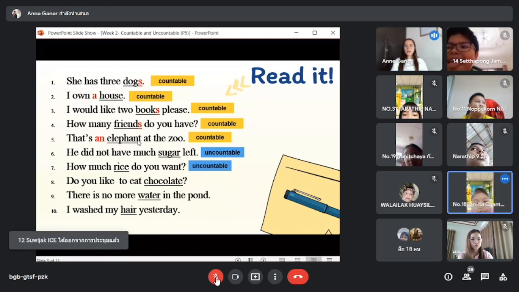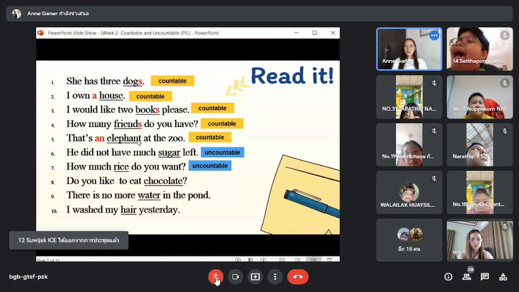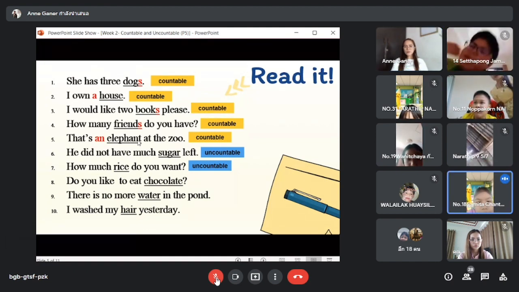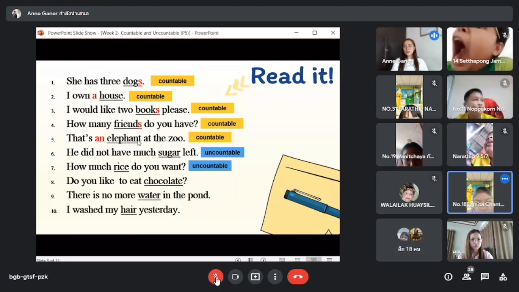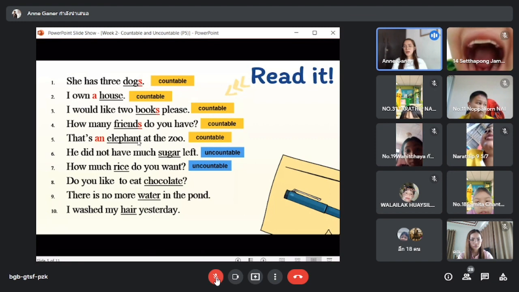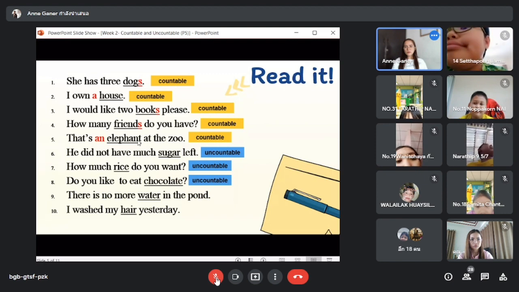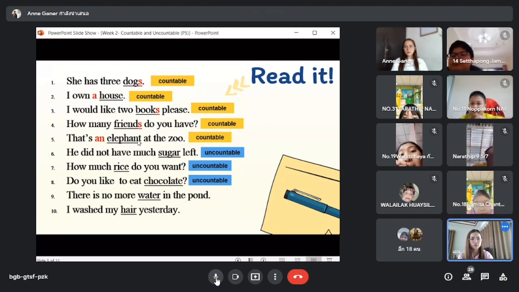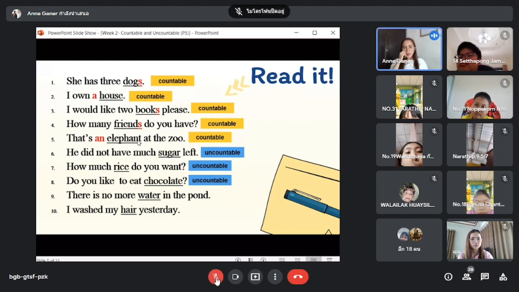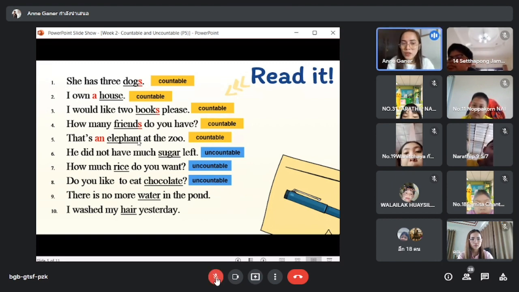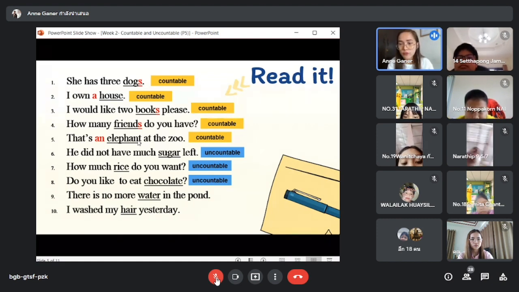Number 8. Who wants to read number 8? Okay, Samita. Do you like to eat chocolate? Okay. What is the noun? Chocolate. Countable or uncountable? Uncountable. Now when you use chocolate, you can also make it countable by saying one box of chocolate, two boxes of chocolate, like this, okay? But it's considered uncountable as it is, okay?